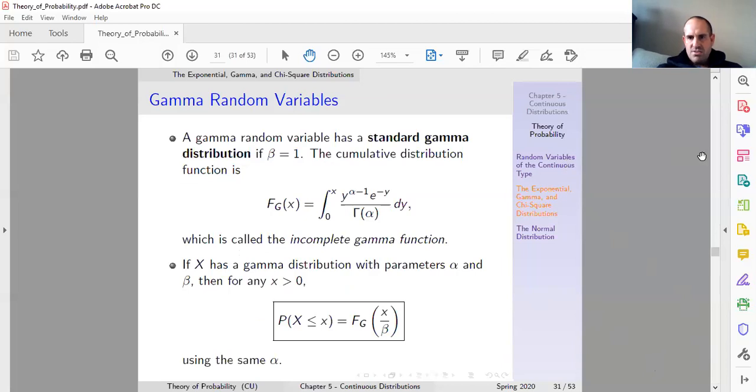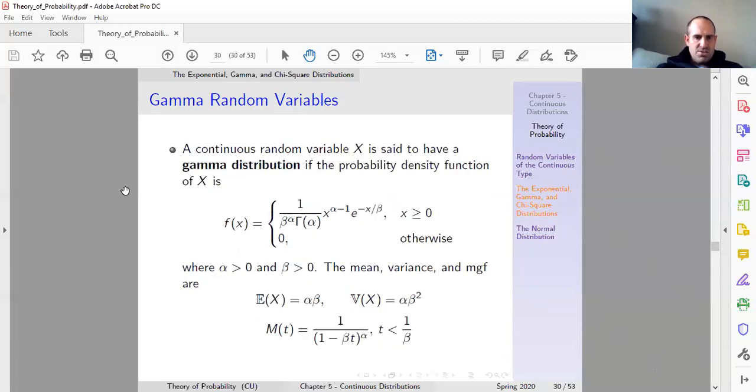But let's look at this. A continuous random variable x is said to have a gamma distribution if the probability density function of x is given by that. Now, again, the gamma distribution has two parameters. One of them is alpha, and one of them is beta.